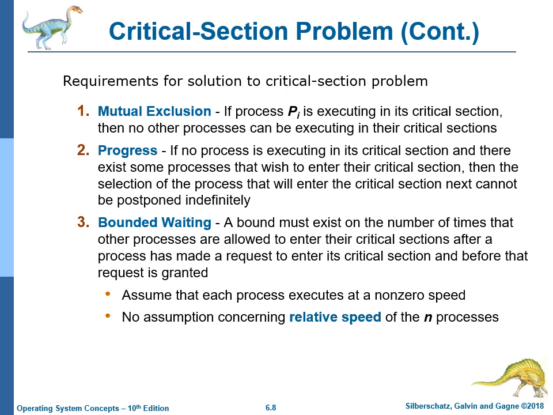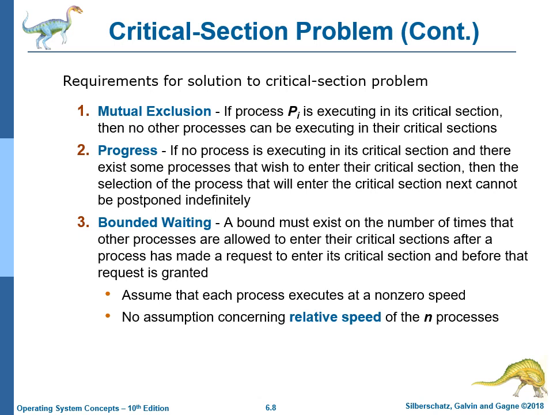So progress, bila tak ada proses yang execute critical section, dan ada some proses yang nak masuk critical section, apa yang OS akan buat ialah pemilihan proses mana yang akan masuk ke dalam critical section, dan pemilihan tu tak boleh postpone dah. Dia terus progress masuk.